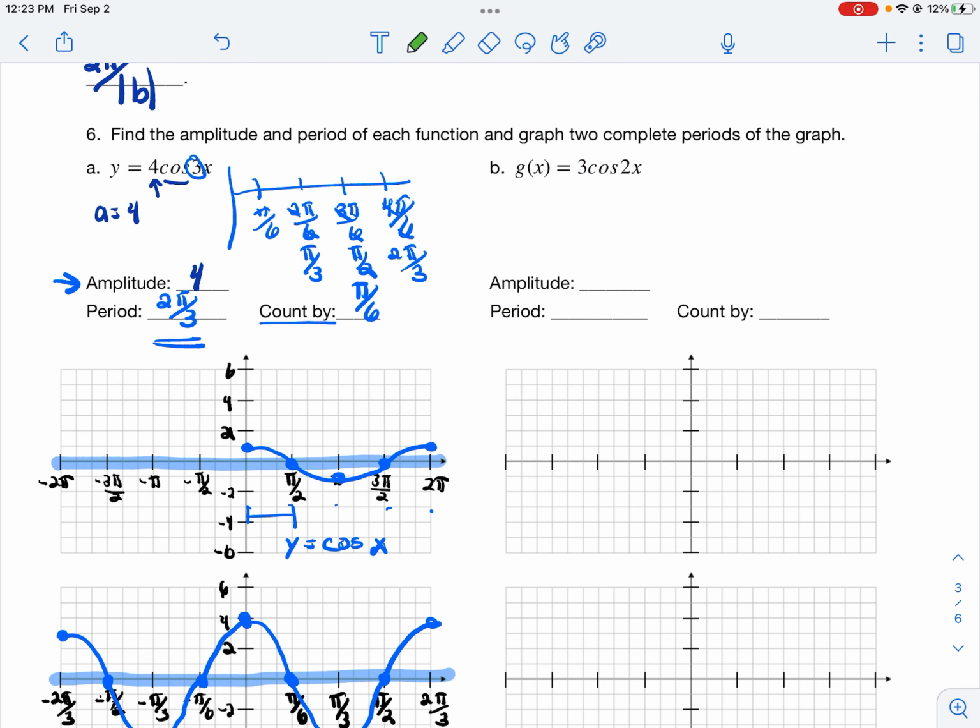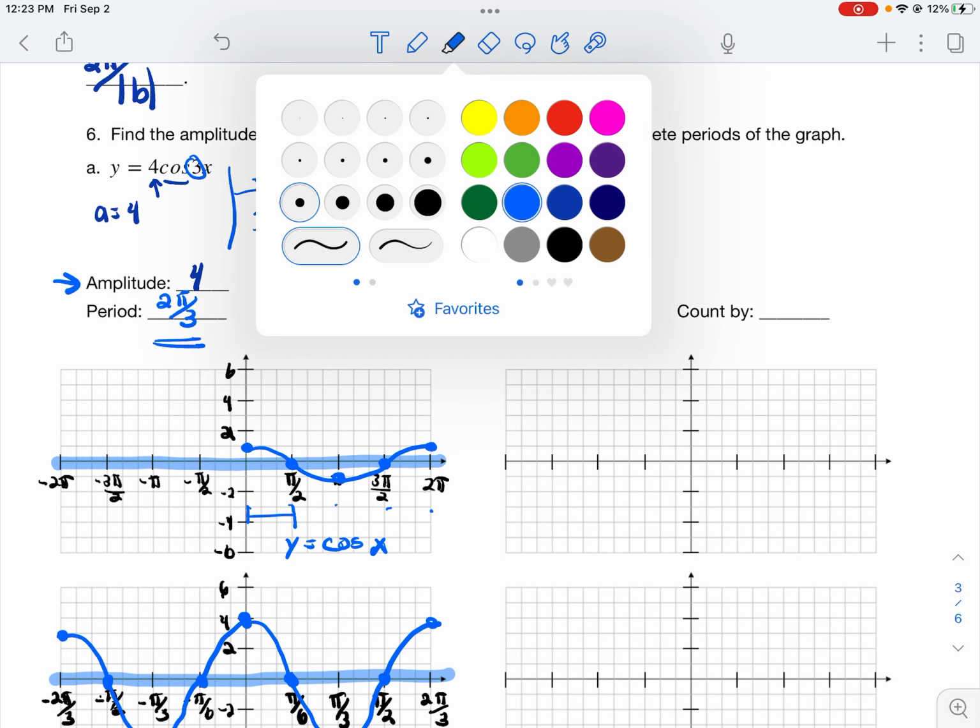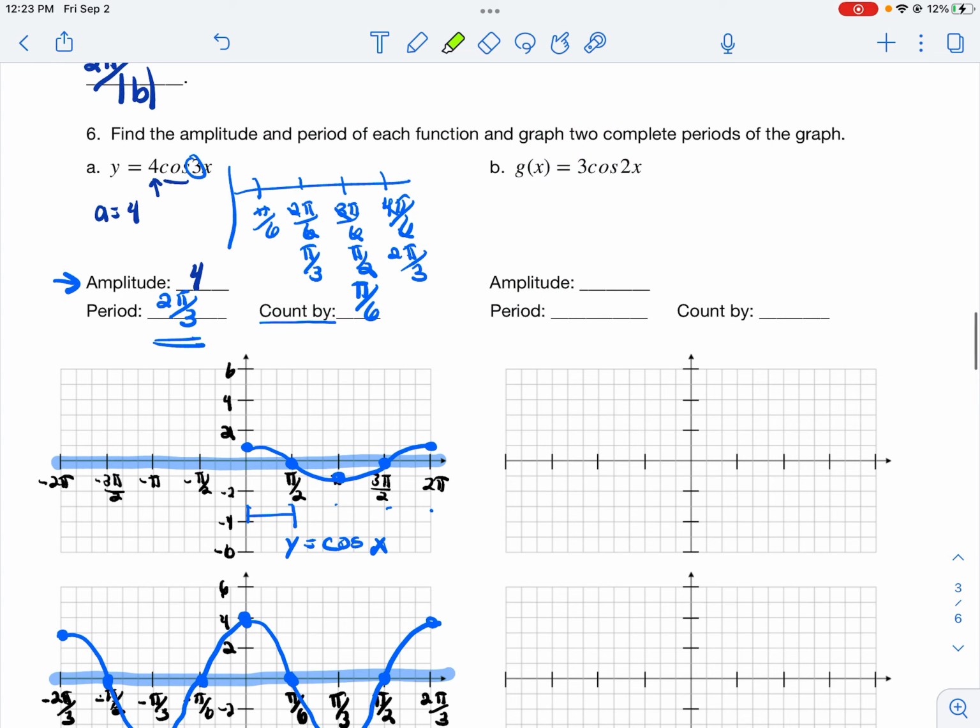All right, let's do one more before we learn our new transformation. All right, so we're going to figure out the amplitude, period, and count by. Okay, I would pause the video and see if you can figure this one out by yourself, and then come back and watch me do it. All right, so amplitude is our A, which is a 3. So our amplitude is 3.